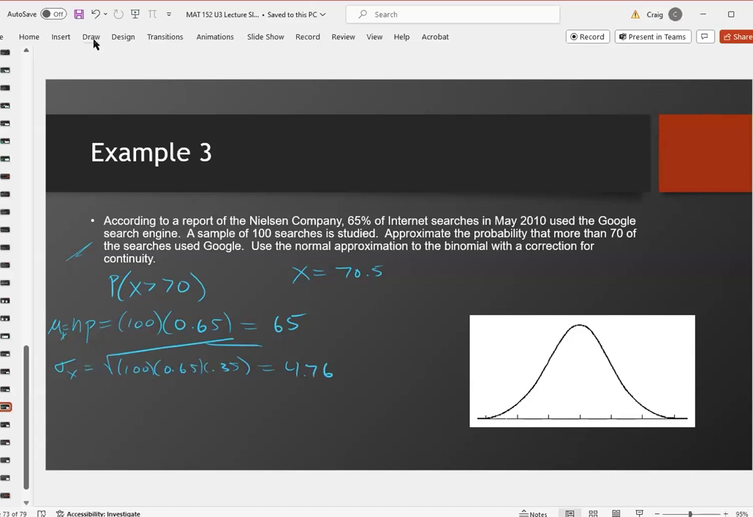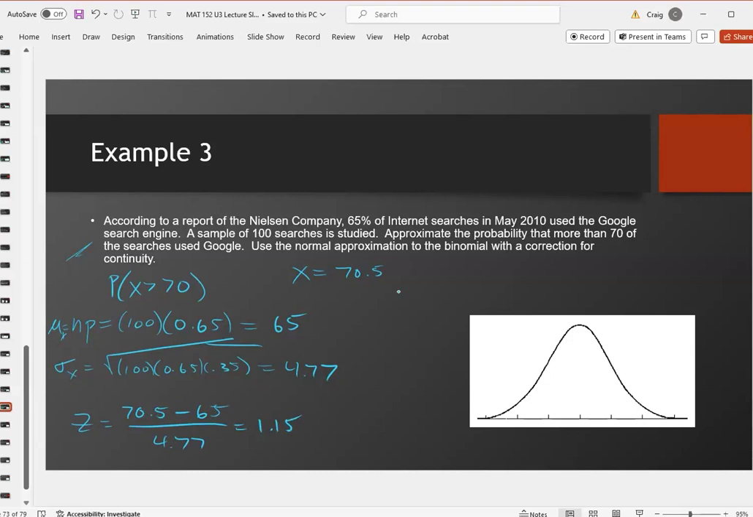The standard deviation is 4.7677. I'm really bad at reading that calculator the first time. We can then calculate Z. X is 70.5 minus our mean, which is 65, divided by the standard deviation, 4.77. That gives us a Z of 1.15.